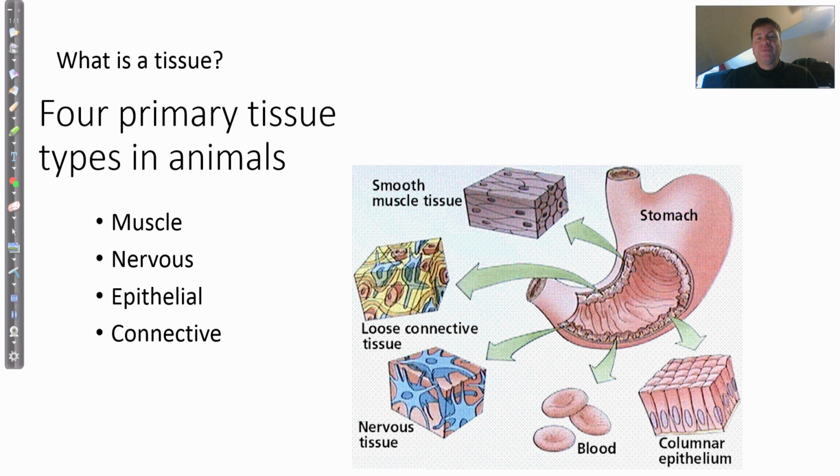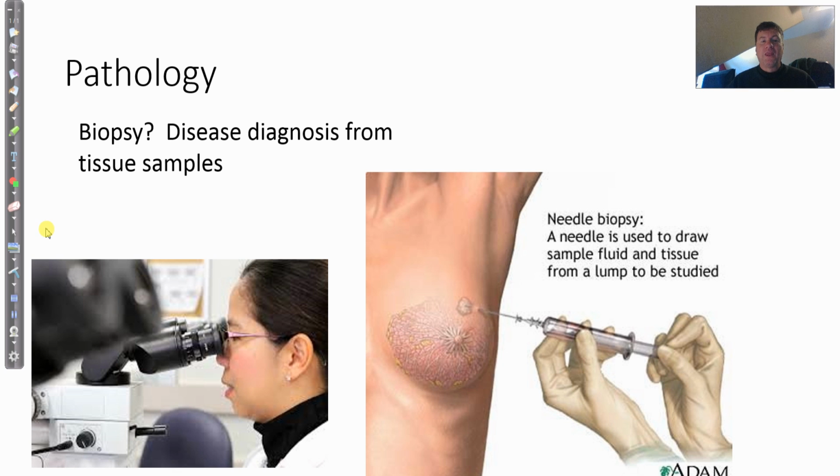What is a tissue? As you probably recall from your reading, tissues are groups of cells with a common function. There are 4 major categories of tissues in animals. You see them listed here: muscle, nervous, epithelial, and connective. Tissues are combined in unique ways to make organs. So tissue level biology focuses on how tissues work, what their primary jobs are, and how those jobs help organs function.